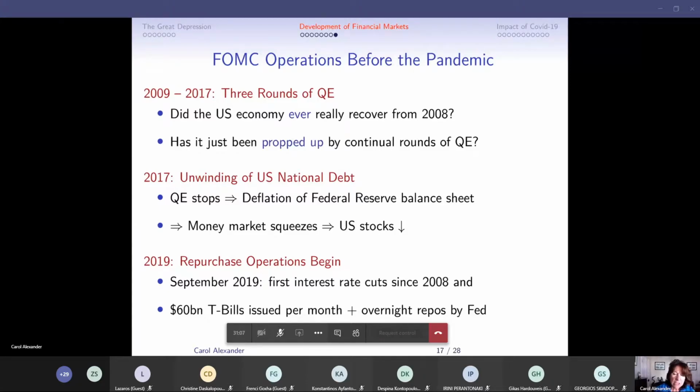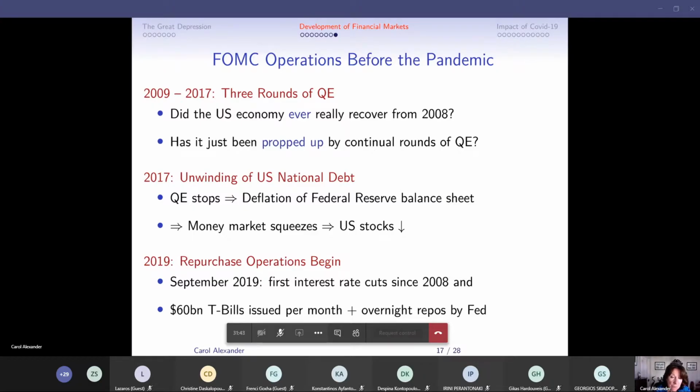Indeed, in 2017, when Janet Yellen, the only Federal Reserve president not to be given a second term by Trump, so now we have Jerome Powell, but in 2017, her attempt to unwind the US national debt, well, this created money market squeezes. No longer were dollars being pumped into the system with open market operations, treasury notes and bills, and as a result, US stocks fell for liquidity reasons.